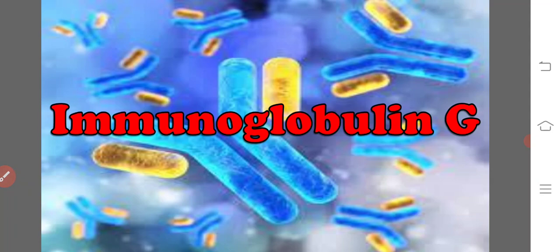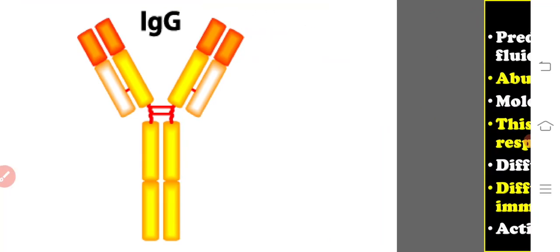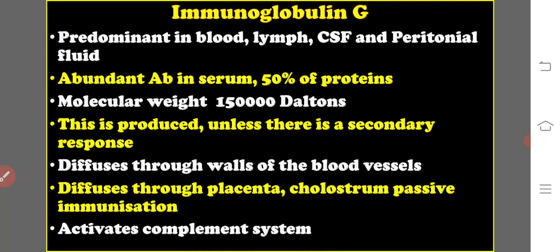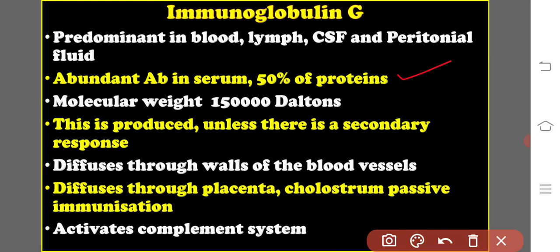Let us start with immunoglobulin G, IgG. IgG is the predominant immunoglobulin in blood, lymph fluid, cerebrospinal fluid (CSF) and the peritoneal fluid. IgG is an abundant class of antibody, particularly in human serum. Its amount is about 50% of the total proteins. And the IgG molecular weight is approximately 1,50,000 daltons. This IgG is produced in the body unless there is a secondary response.